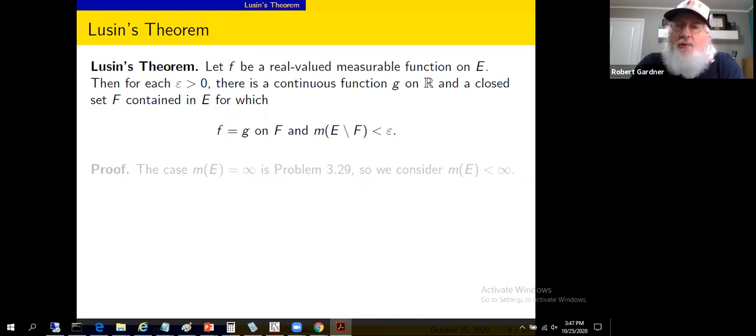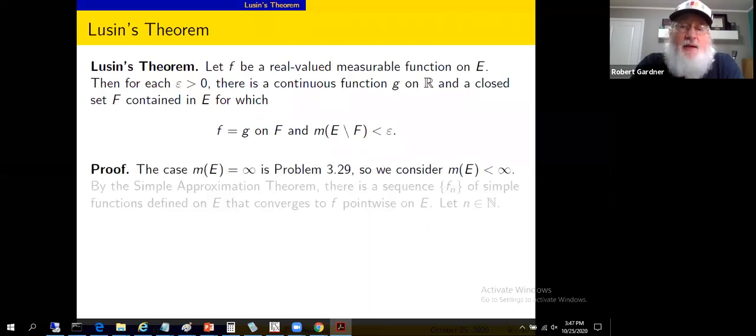Remember, we're going to use Egoroff's theorem, and that dealt with uniform convergence. So let's get into it first by saying, I tell you what, let's take care of the case where E has infinite measure. Let's take care of that with an exercise. And let's consider the case where E has finite measure.